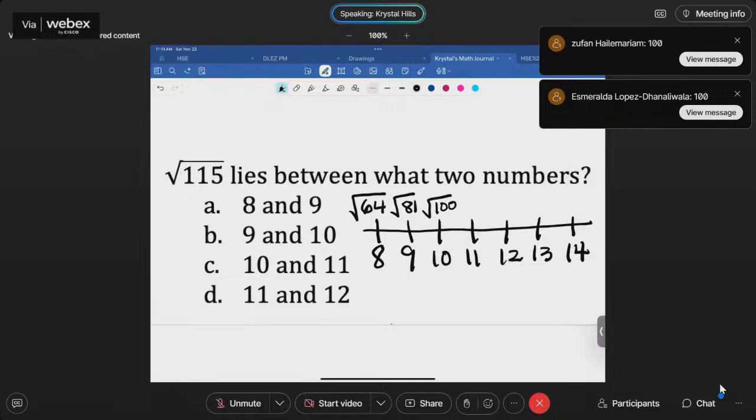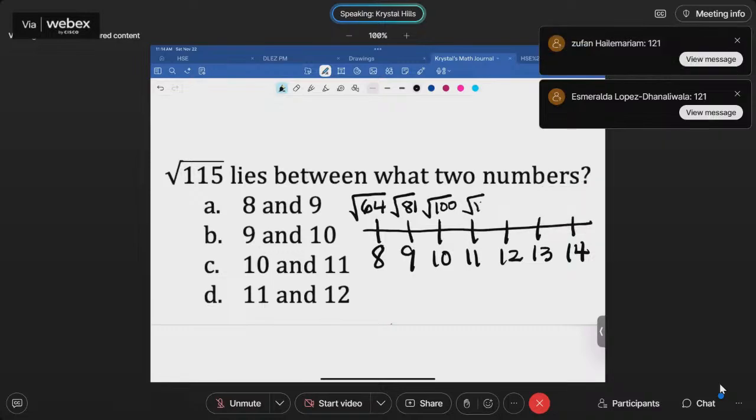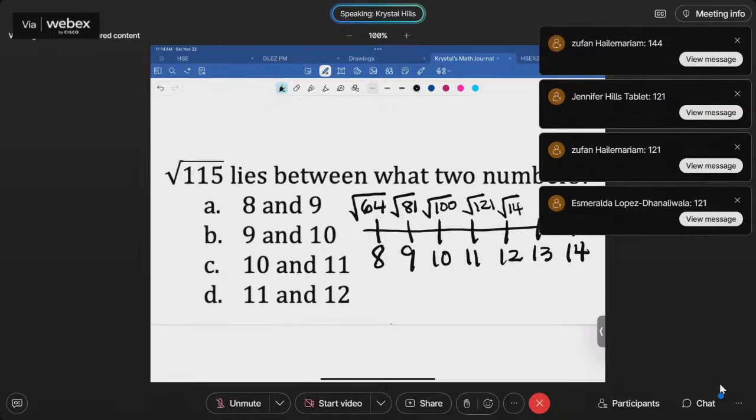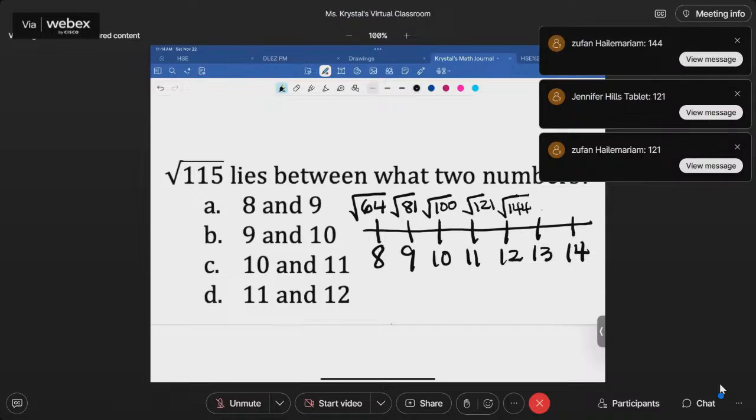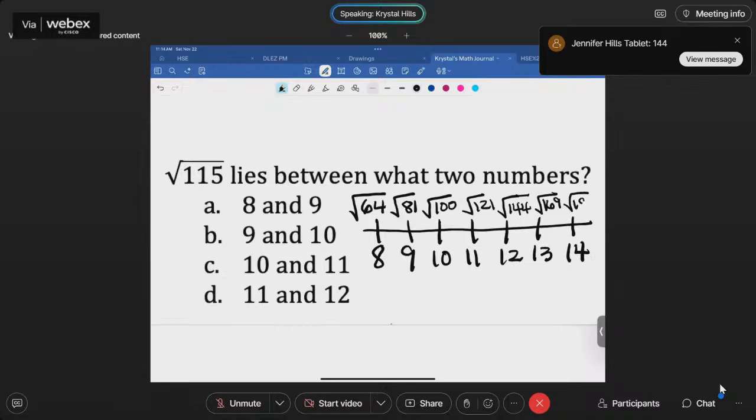11 times 11? 121. 12 times 12? 144. 13 times 13? 169. And 14 times 14? 196. So we're looking for the number 115.